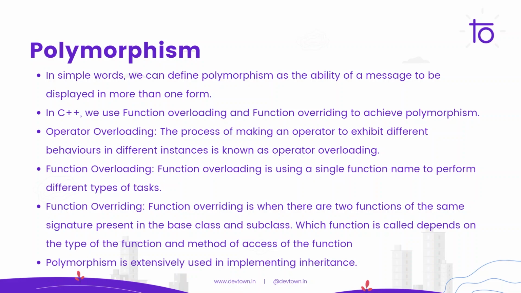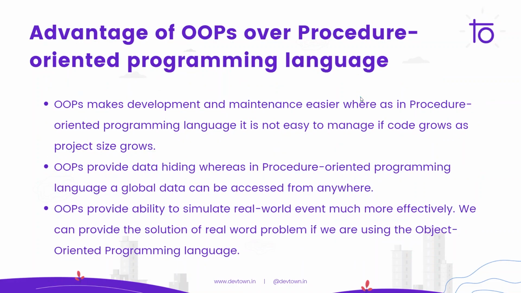Polymorphism is extensively used in implementing inheritance. So now what are some of the advantages of object-oriented programming over procedure-oriented programming?